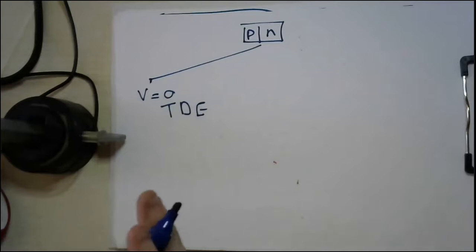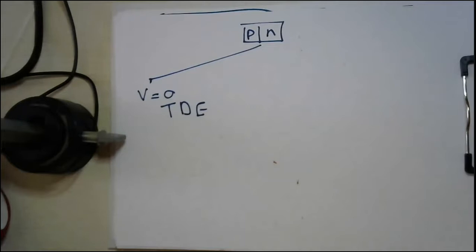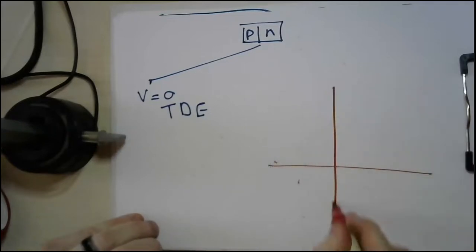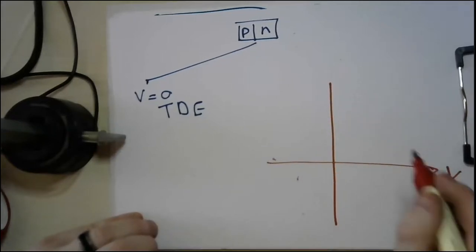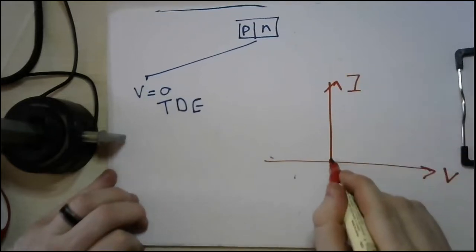Then, automatically, you don't have current. Okay, so if we are plotting here, this is the voltage, and this is the current. So whenever the voltage is 0, the current is equal to 0.